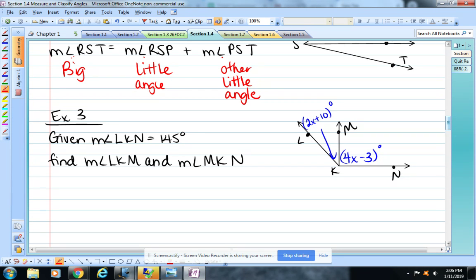It says find the measure of angle LKM and MKN. So LKM is this little angle up top, and MKN is the other little angle. Okay? Yes, ma'am. Okay? So that's what we're finding. We want to find the measure of this little angle and this little angle. What about the measure of the whole big angle?